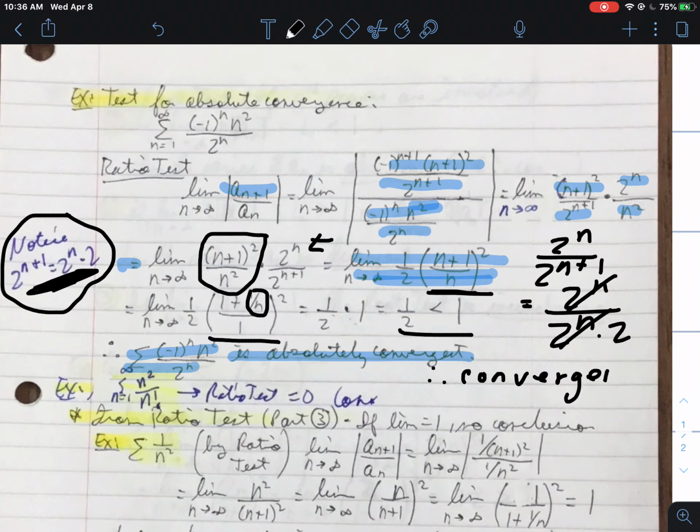All right, so you'll be asked both. I mean, you'll be asked to determine whether the series is absolutely convergent or not, or it just may be a simple question of, is the series convergent? And I can use the absolute convergence to show that with the ratio test.